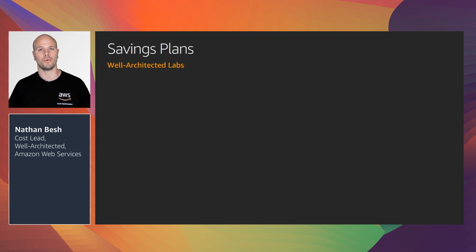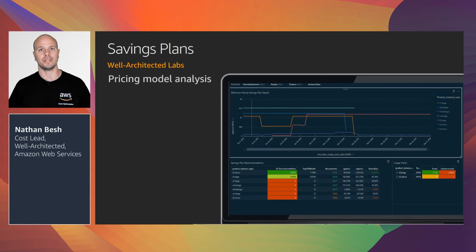I mentioned before we've got the Well-Architected labs and we've just released a lab around savings plans. So this is a screenshot of the dashboard that you actually get to create with your usage and with the AWS pricing. It takes the pricing, combines it with your usage, and gives you a unique view of your usage at a savings plans rate. You can filter by region, by operating system. You can look at different instance families. You can see there, you get the recommendation of savings plans.